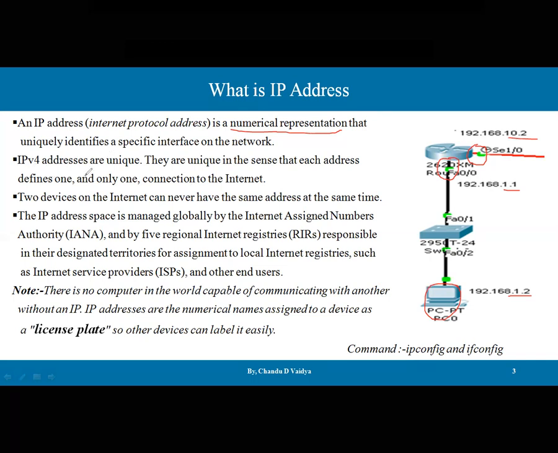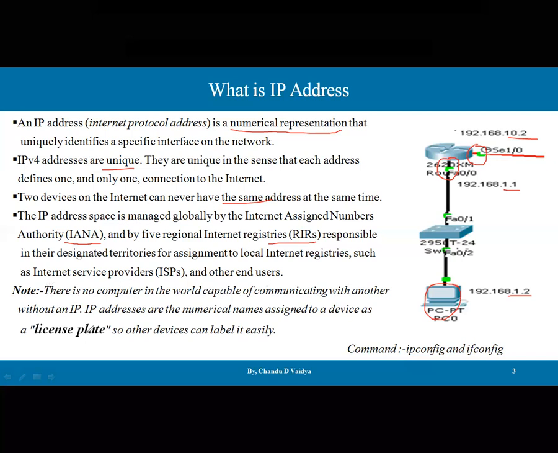Then, IP addresses are unique. They are unique in the sense that each address defines one and only one connection to the internet. Two devices on the internet can never have the same address at the same time. This is the constant. The IP address space is managed globally by the Internet Assigned Numbers Authority, that is IANA, and by the 5 regional internet registries, that is RIRs, which are responsible in their designated territories for assignment to local internet registries such as internet service providers and others.